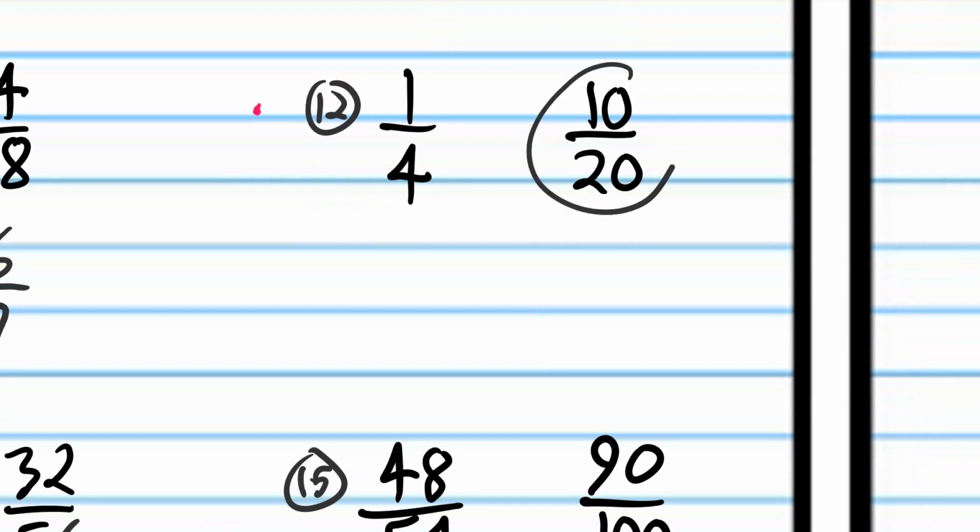All right, number 12, something weird is going to happen. I'm going to go and reduce this fraction. I could multiply both sides of this fraction by 5 and get 5 over 20, and then we'd be done. That would probably be the easiest way to do it, but I'm going to reduce because I want to show you that something weird is going to happen on this problem.